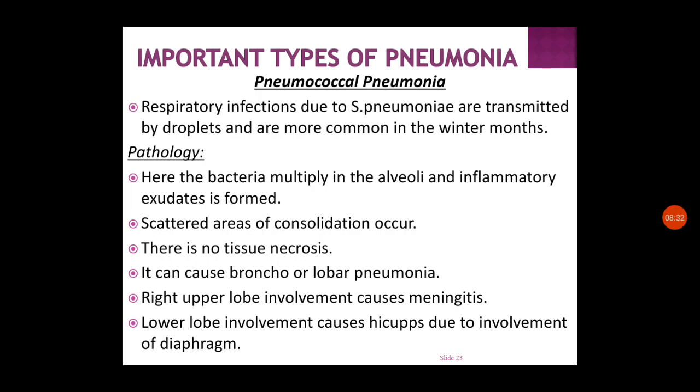Scattered areas of consolidation. Consolidation is nothing but air spaces filled with solid matter. So solid matter is made up of exudates, debris, mucus, and parts of blood products. There is no tissue necrosis. It can cause broncho or lobar pneumonia. Right upper lobe involvement causes meningitis. Then lower lobe involvement causes hiccups due to involvement of the diaphragm. So these are the pathological changes which happen in pneumonia.